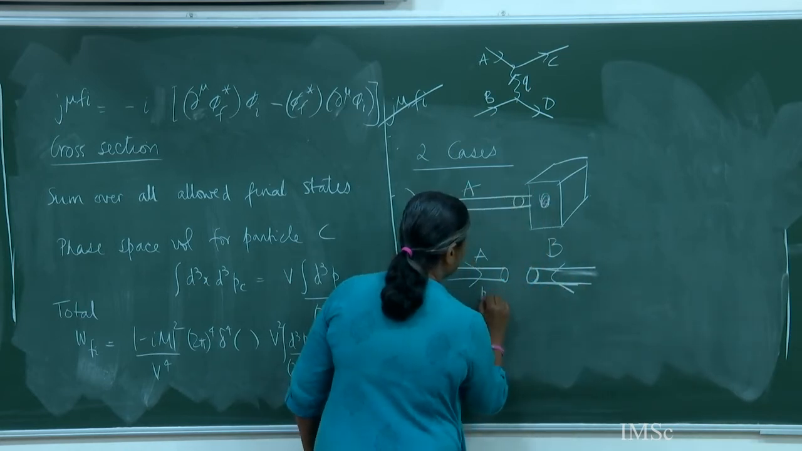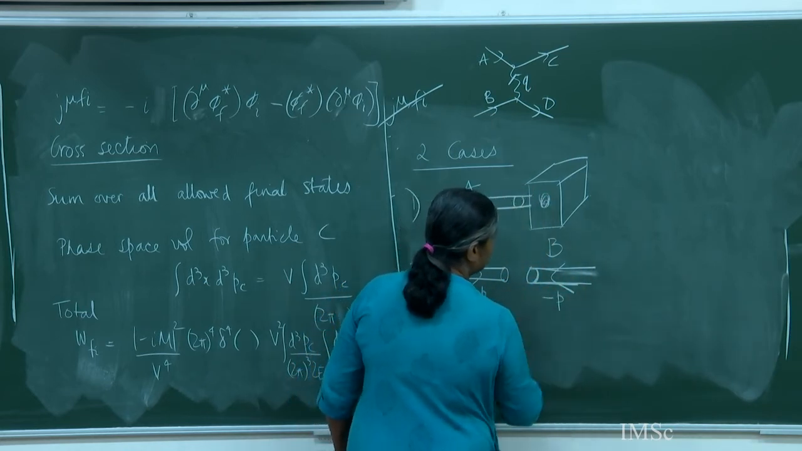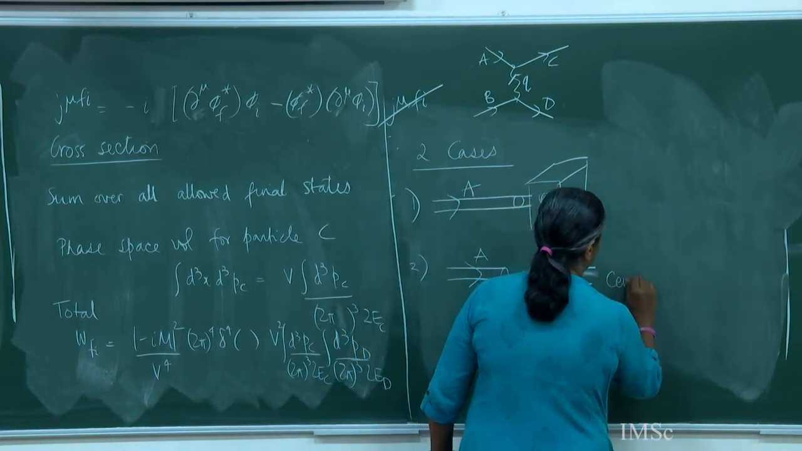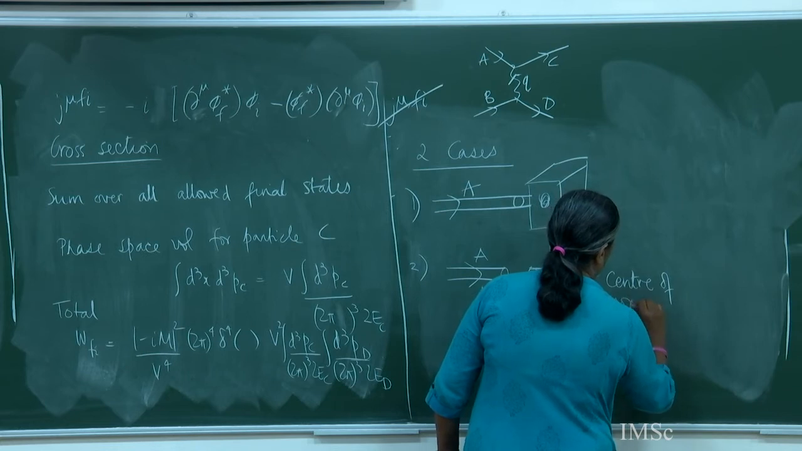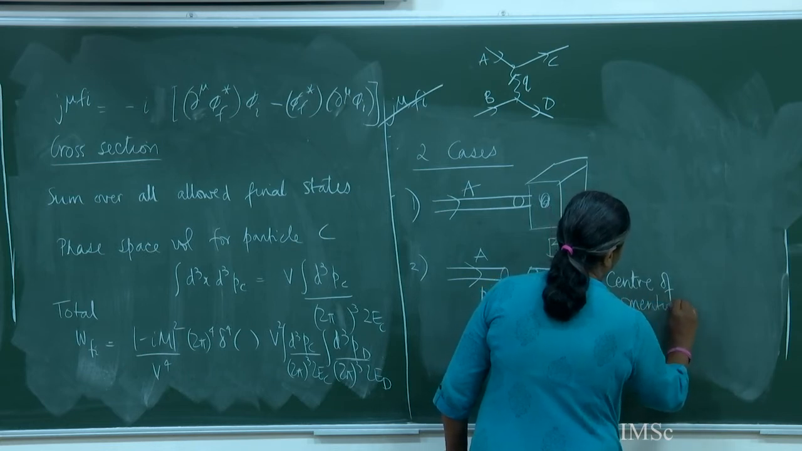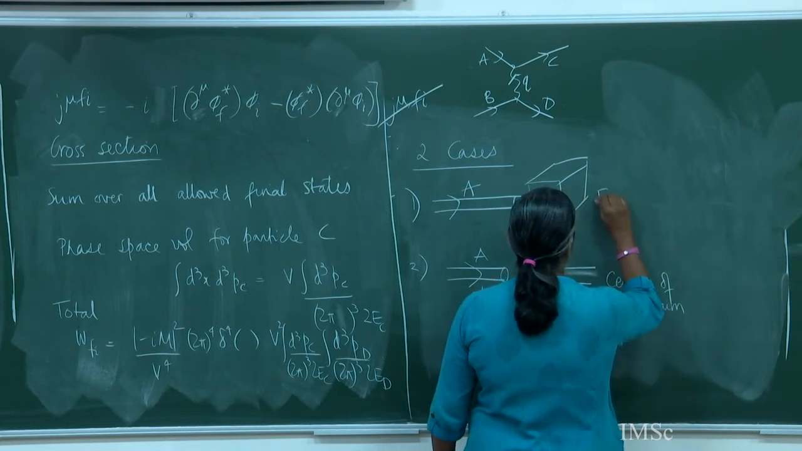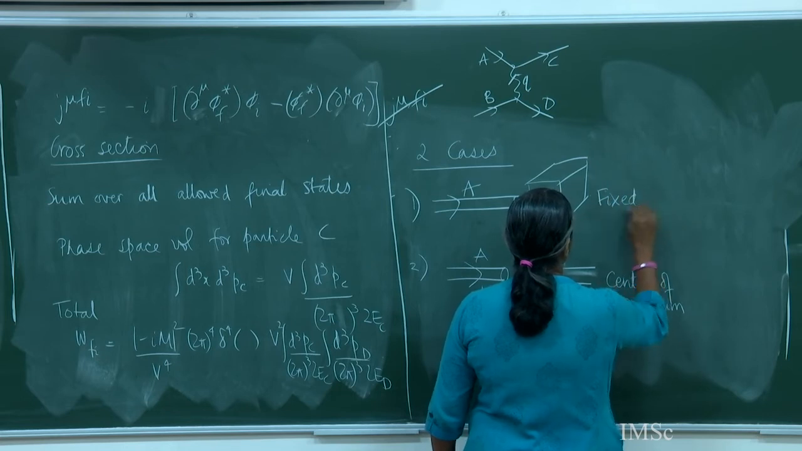Normally if this momentum is P, this momentum is minus P, so this is called the center of momentum frame, whereas here it is a fixed target.